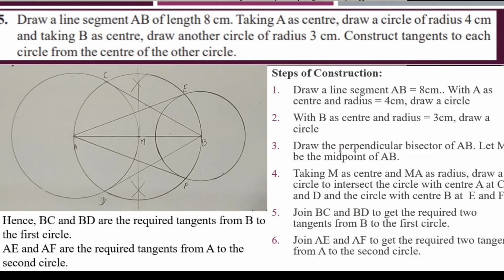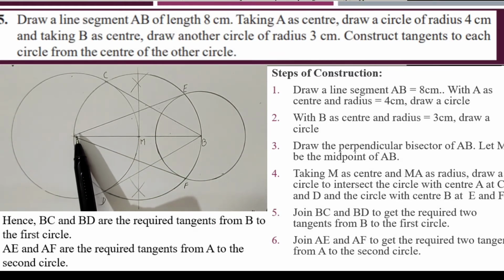Let us just revise the construction. I first of all drew a line segment AB of length 8 centimeters. With A as center and radius 4 centimeters, I constructed one circle. Then with B as center and radius equal to 3 centimeters, I constructed another circle. Now I drew the perpendicular bisector of AB. Wherever this perpendicular bisector intersected AB, that was the midpoint of AB and I marked it as M.